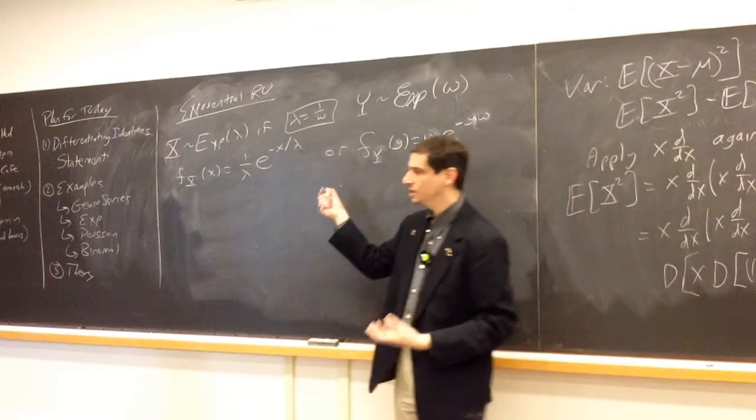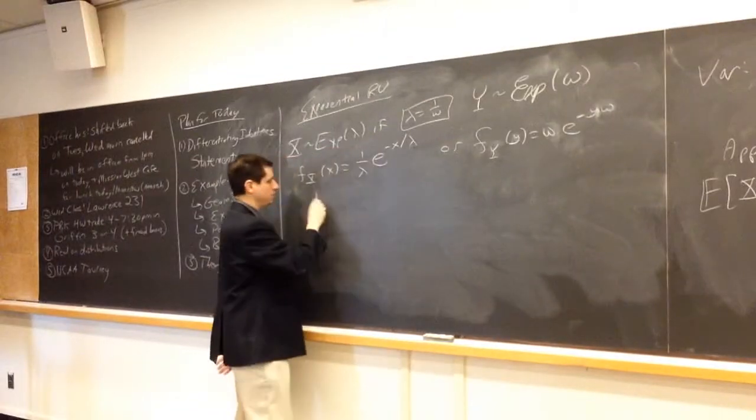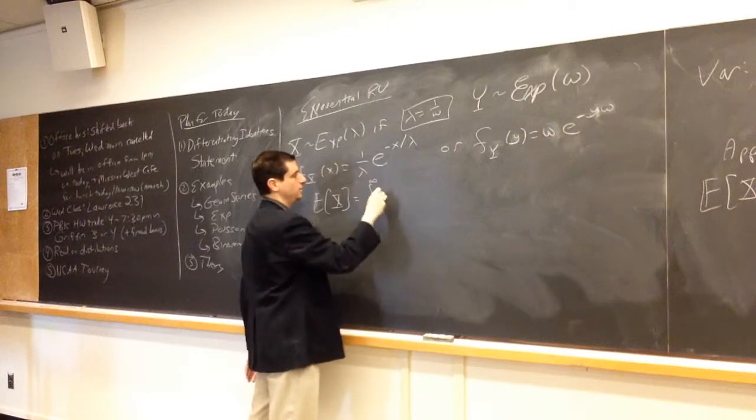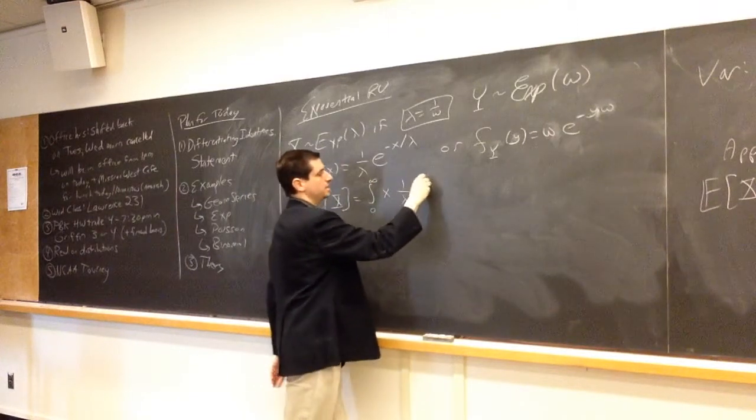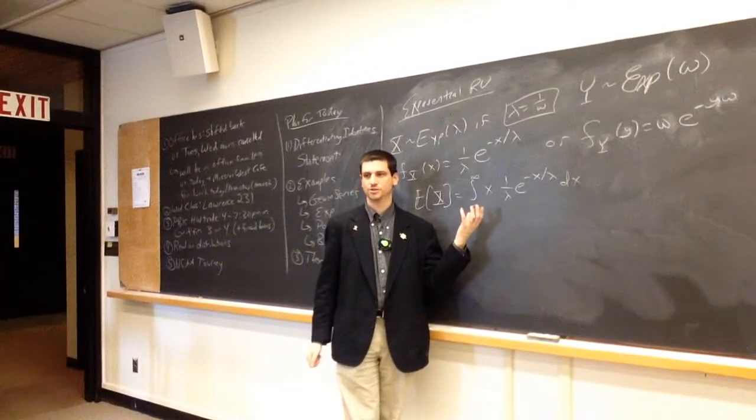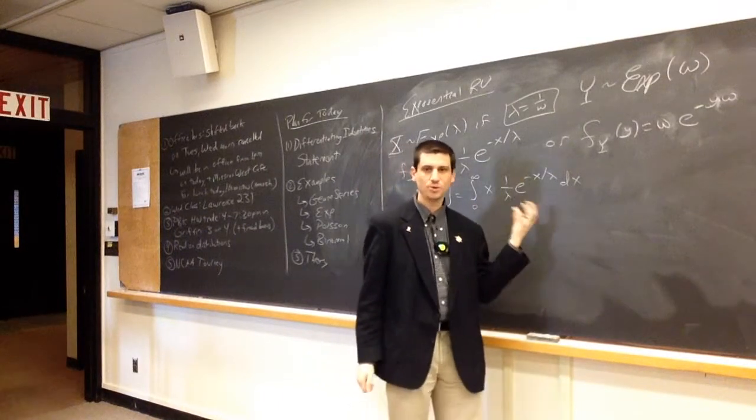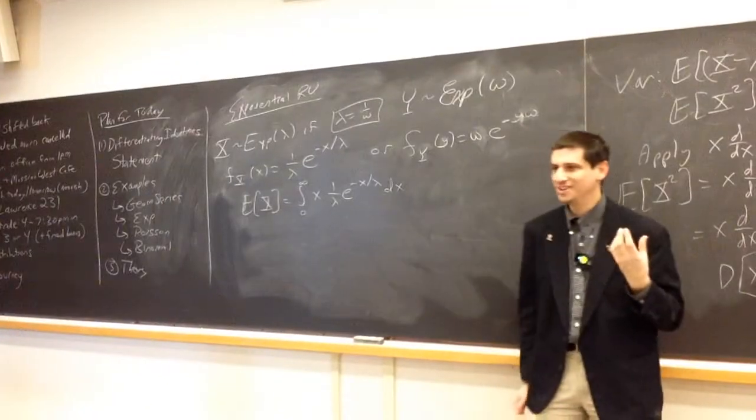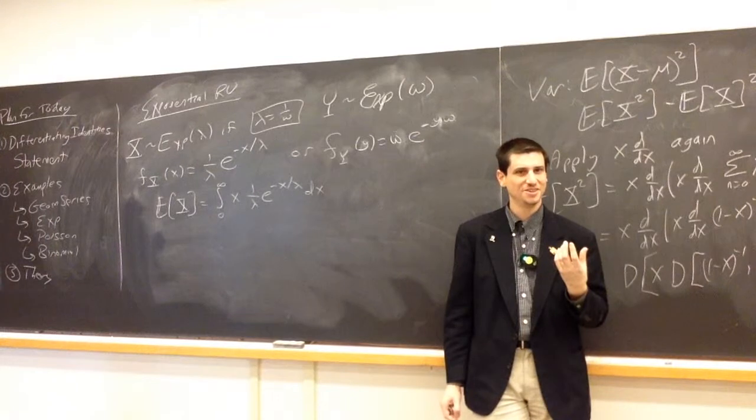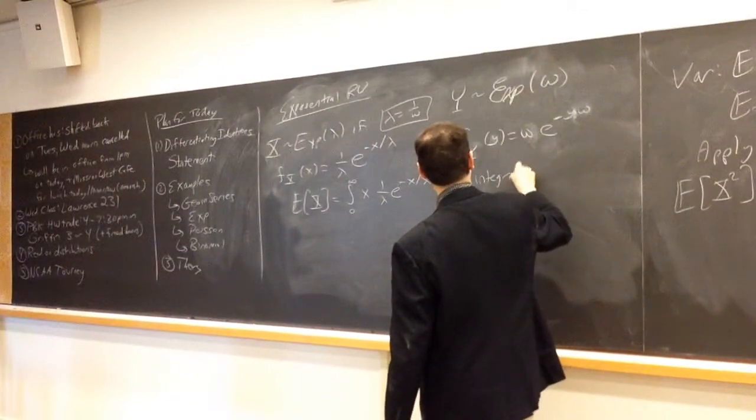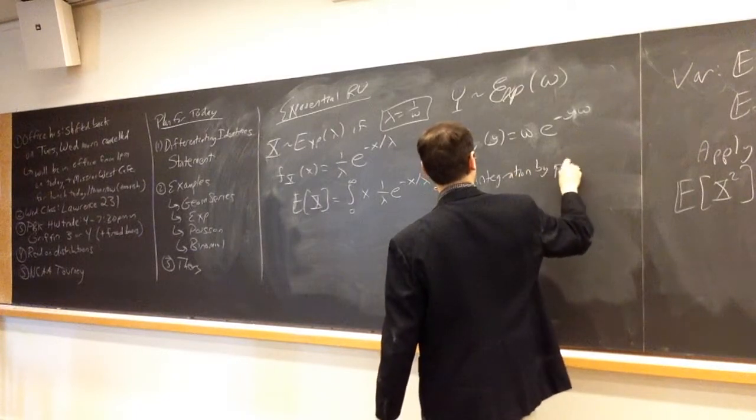All right, how would we calculate the mean? So the expected value of x is just the integral from 0 to infinity of x times 1 over lambda e to the negative x over lambda dx. How do we evaluate this integral? It's been a while, I know, since we've done calculus. Integration by parts.